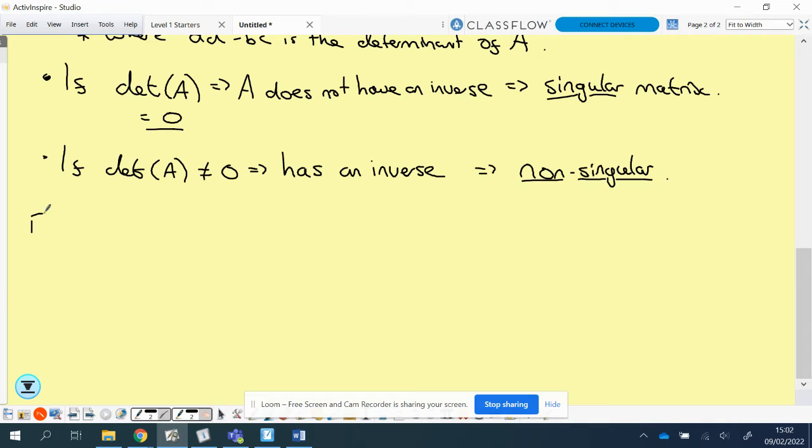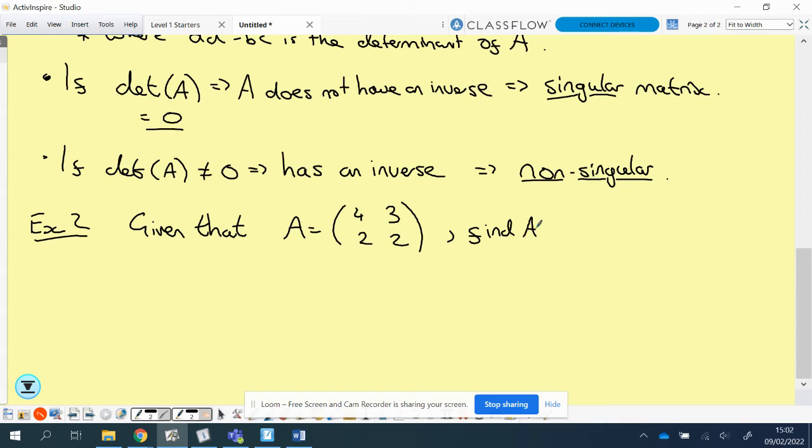Okay, so let's look at example 2. Given that A equals the matrix 4, 3, 2, 2. Find A inverse if it exists. Okay, so solution is, well, first thing we need to do is check whether it has an inverse or not, and that comes down to the determinant. So we need to work out the determinant of A.